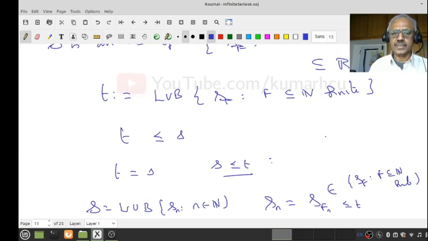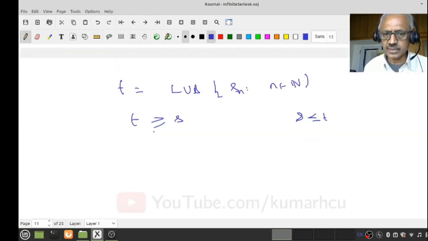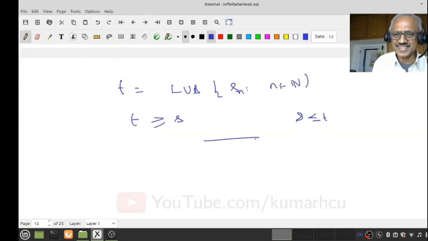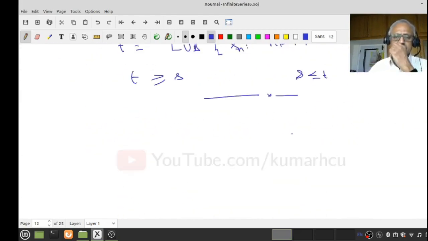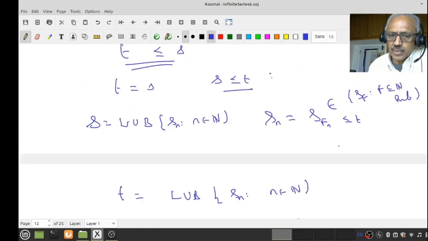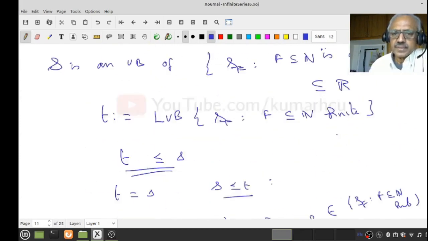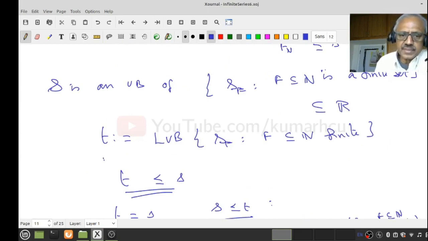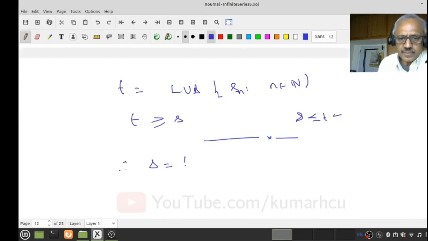We already proved earlier that T is less than or equal to S. Oh, sorry, let me be careful. What do we want to prove? We want to prove S is less than or equal to T. Therefore, I want to prove T is an upper bound of the S_n. That is what we did. T is an upper bound. Therefore, S is less than or equal to T. We proved it. And now I have proved S is less than or equal to T. Therefore, S equals T.